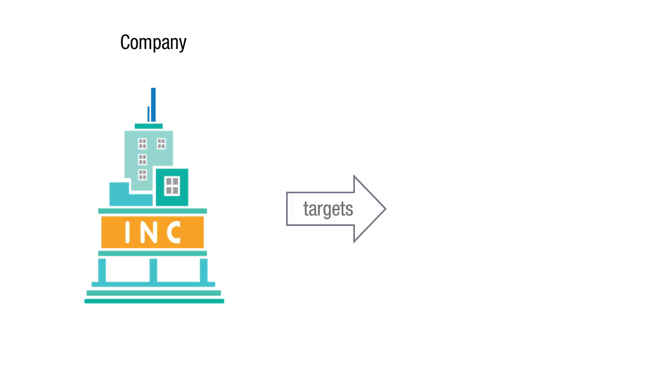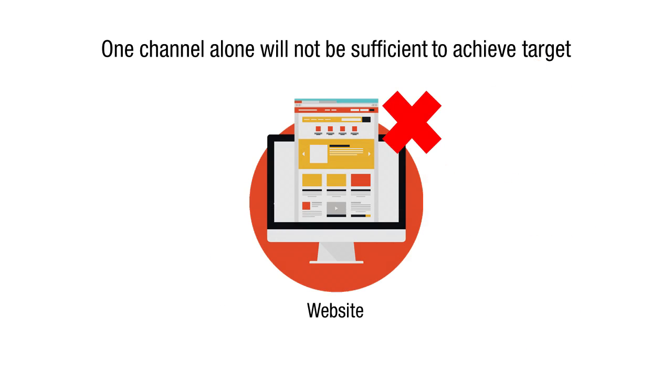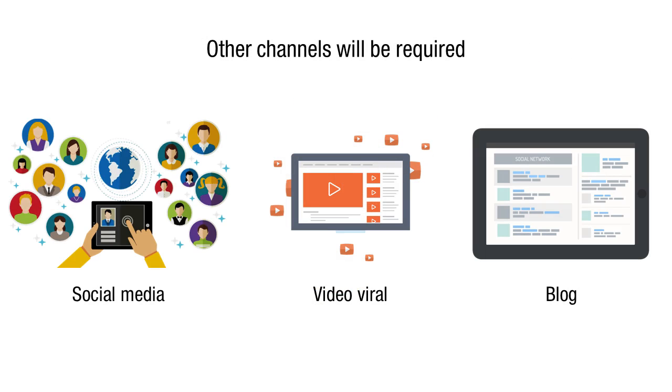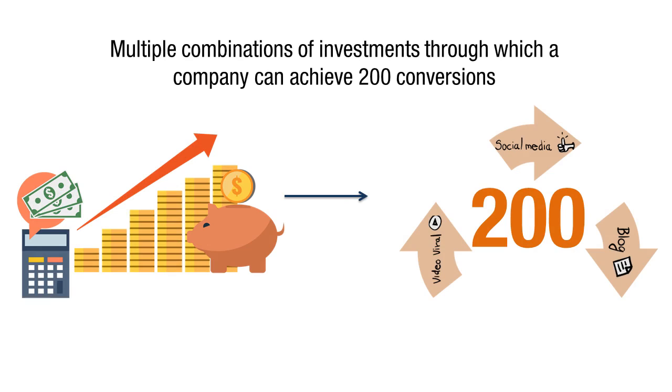If a company's target is to achieve 200 conversions, then it's clear that one channel alone will not be sufficient to achieve this target and that other channels will be required. There are multiple combinations of investments in the three channels through which a company can achieve the desired 200 conversions. The following are two of the best combinations.